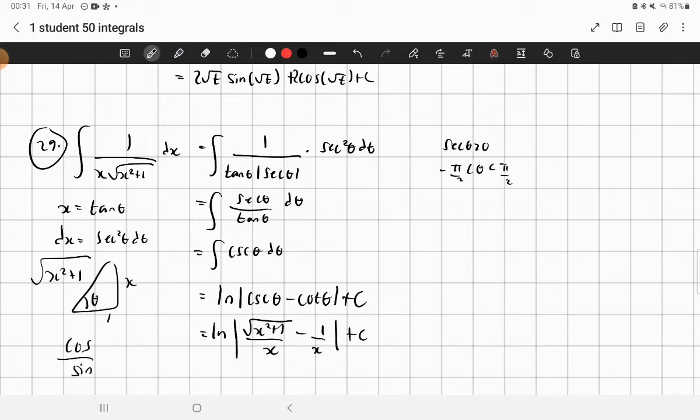I'm not happy with my final answer. Oh, they did that kind of substitution. I mean, fair enough. They did that kind of substitution, which is nice. Why did tangent theta?